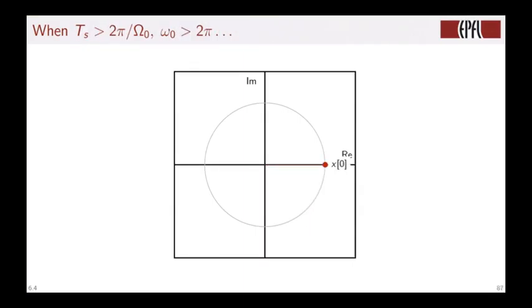Finally, when Ts is bigger than 2π over Ω0, or small ω0 is bigger than 2π, then again we think it goes in the positive direction, but it has actually done a full circle plus a little step. So we see that this large frequency looks actually like a small frequency. We see x[1], x[2], x[3], x[4], and so on, as if it were going in small steps, and so this large frequency mimics a small frequency, and that's a phenomenon we call aliasing.